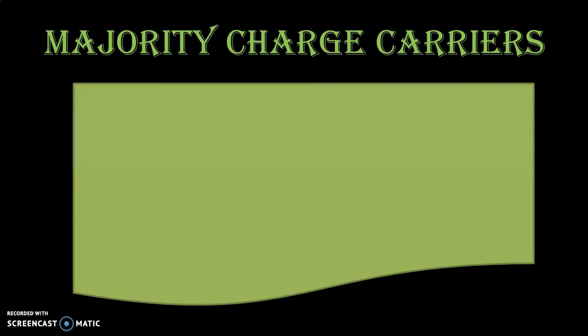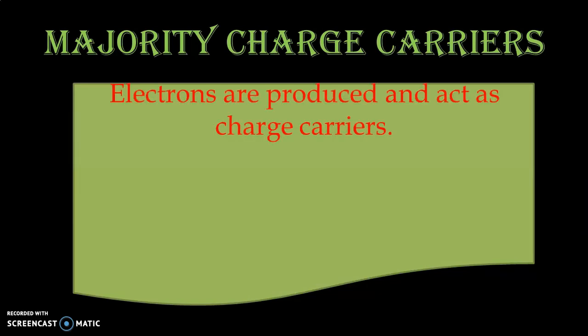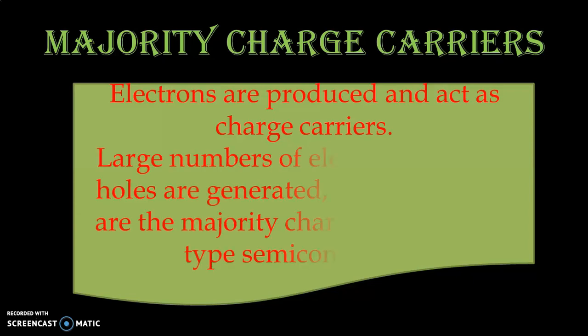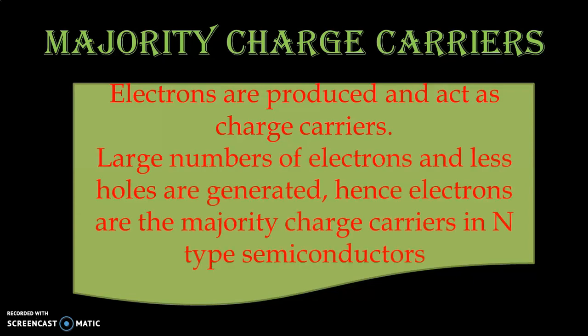Majority charge carrier in case of N type of semiconductor material is electrons. Electrons are produced and act as charge carriers. As temperature goes on, more covalent bonds break and a large number of electrons and fewer holes are generated. Hence, electrons are the majority charge carrier in N type of semiconductors.